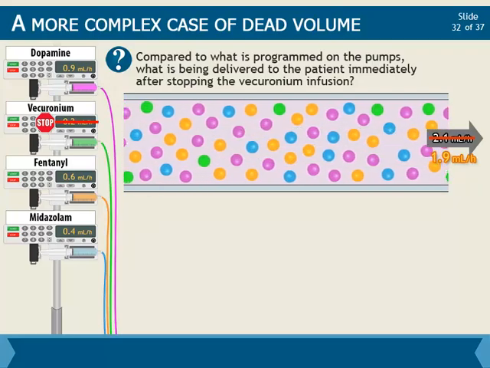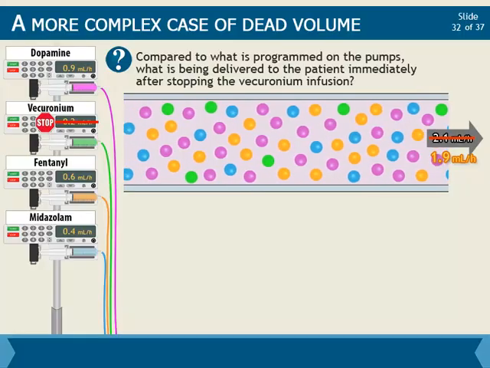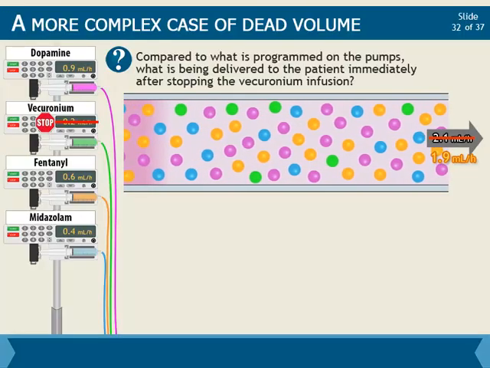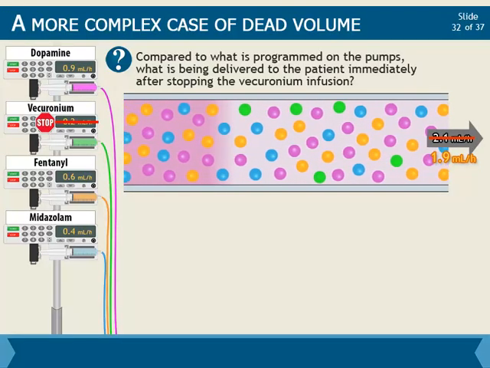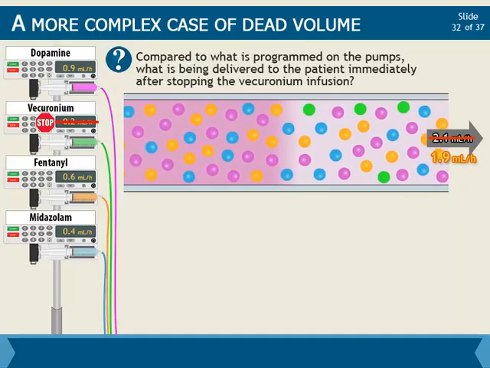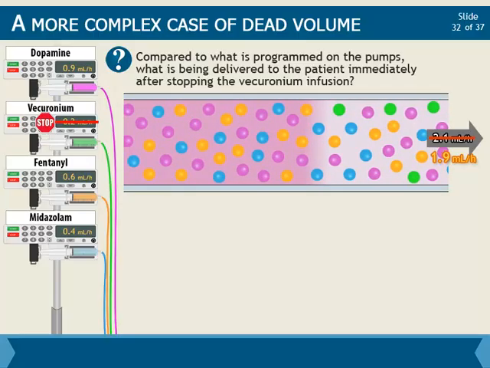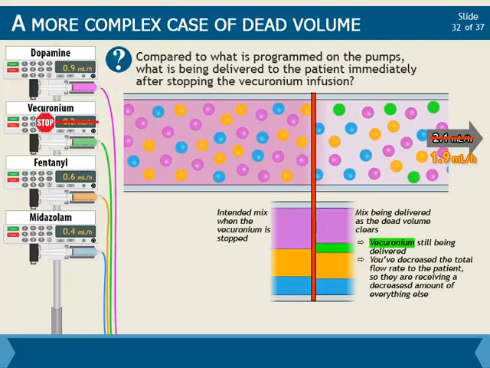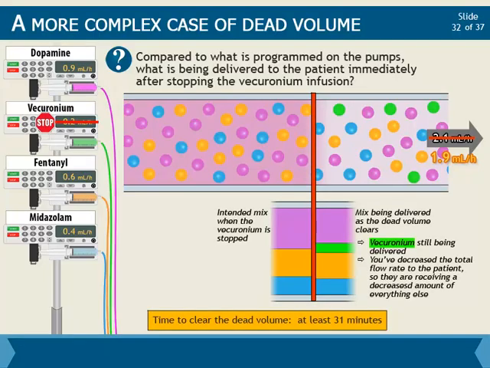Meanwhile, stopping the vecuronium pump suddenly decreases the total flow rate through the dead volume. The medication mix in the dead volume prior to the change is moving slower, thereby delivering a decreased amount of the other medications as the dead volume clears over the course of 31 minutes.